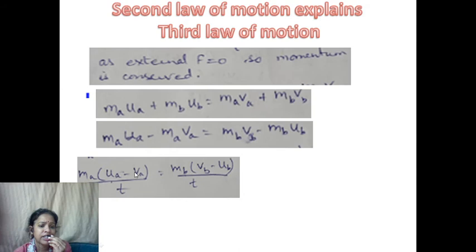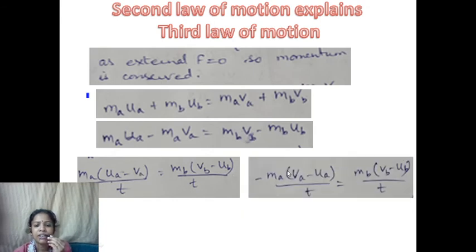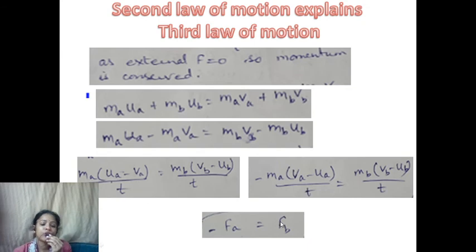From here, if I take minus common, it will become vA minus uA here. Now this term, except the minus, this whole term is the force acting on object A, FA, and this whole term is the force acting on object B, FB. So you see, minus FA is equal to FB. So FA and FB, the forces on A and B, are equal but opposite in direction. So we started from the second law and we proved the third law.